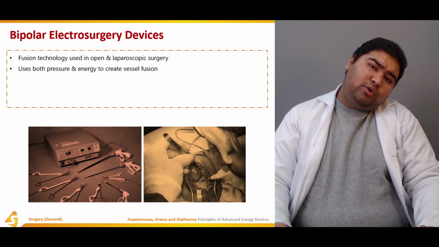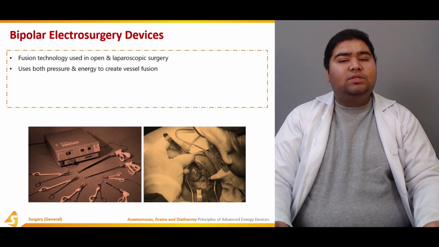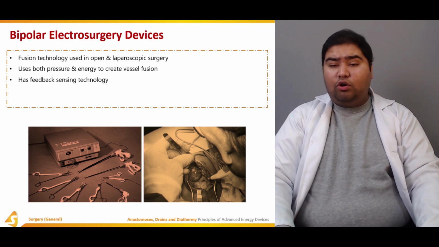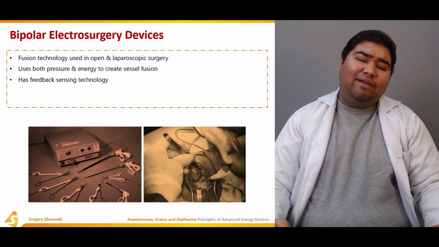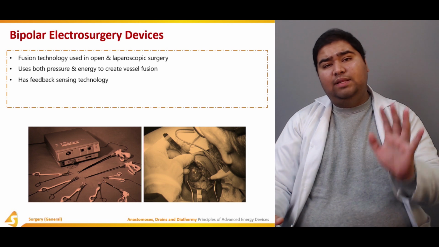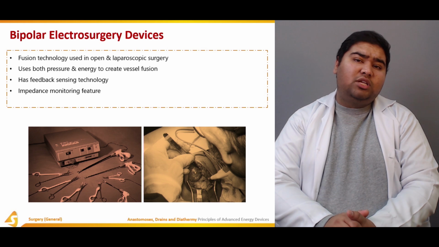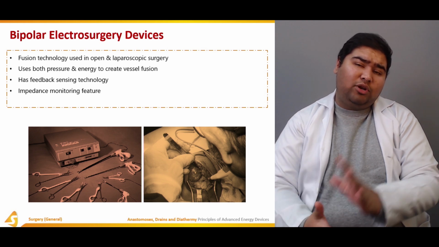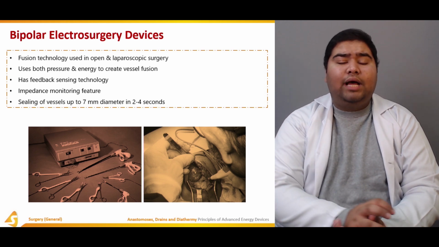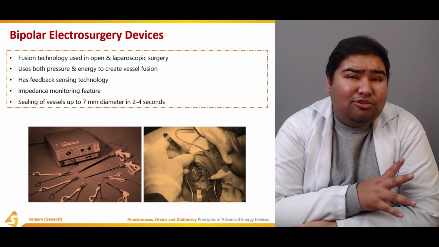So the fusion devices, what do they do? They use pressure and they use energy in the form of electricity and heat, and they cause the fusion of the vessels. They also have feedback sensing technology that senses when the fusion has been performed, and they stop using the energy at that point in time. The impedance monitoring is also a function, that is, they can monitor the impedance, and that is a relatively nice function. Now they can seal the vessels up to 7 millimeter in diameter within 2 to 4 seconds.